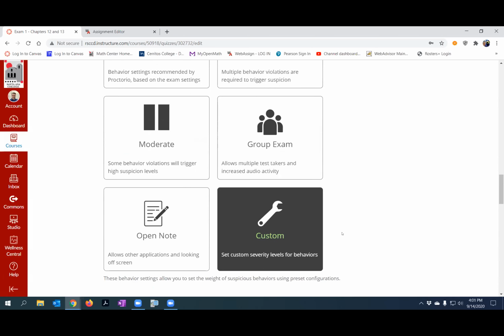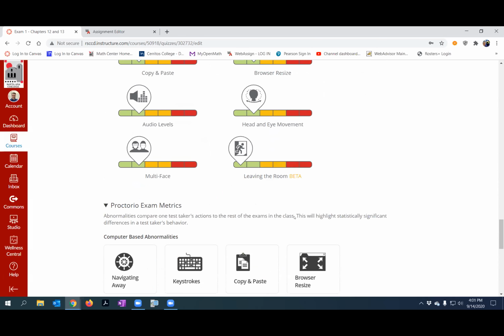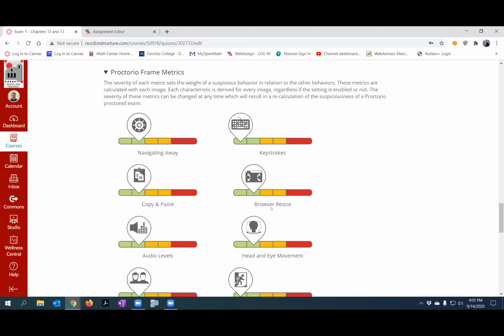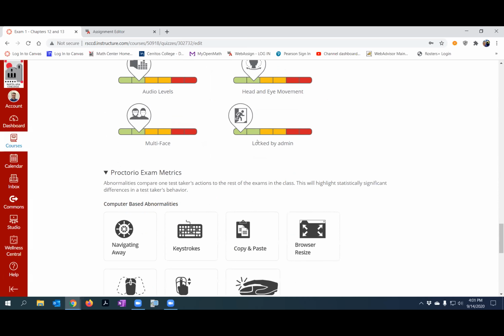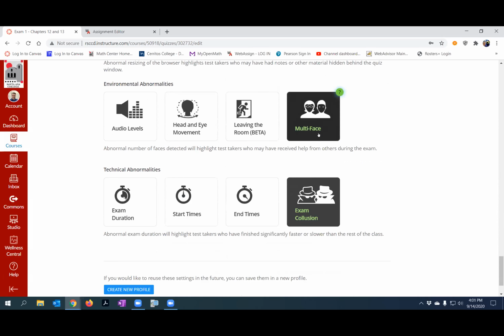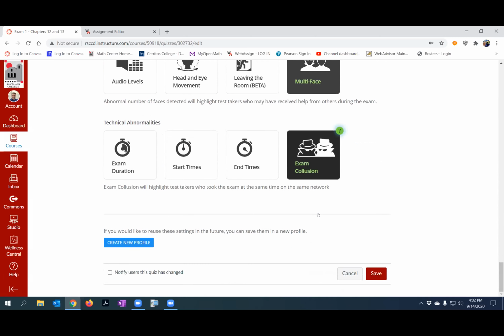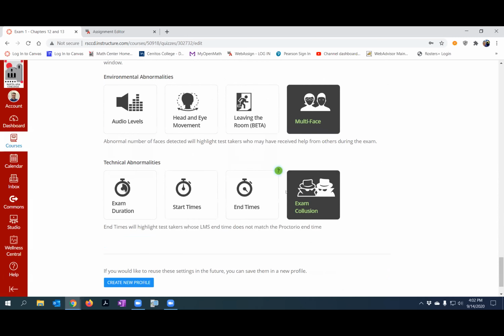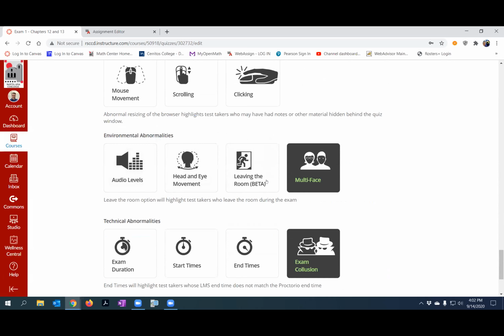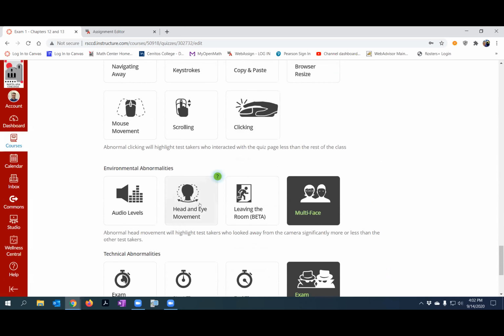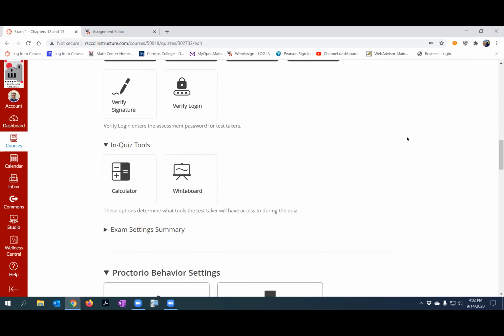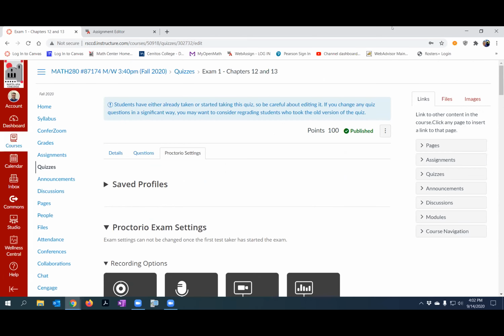Okay, behavior settings. I have custom behavior settings here. Navigating away, keystrokes, browser resize. These are just flags. Leaving the room. If there are multiple faces in your room, it's going to flag it as well. Multi-face, exam collusion. Okay, I don't have exam or end times or start times there. That's in Canvas already. Head and eye movements: I don't do head and eye movements because on math exams, everybody looks down. So if I flagged head and eye movements, I would get 700 flags. Okay, so I'm not locking your browser down. Okay, that makes sense.